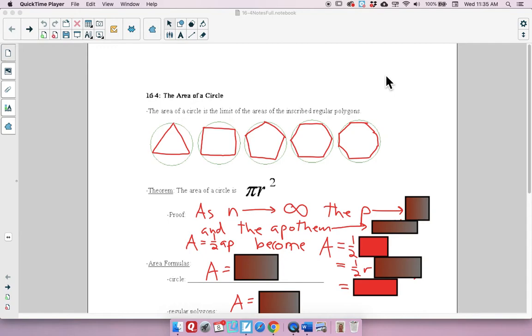Now have the pleasure of doing 16-4, the area of a circle. This may be one of my favorite lessons that we do all year, so I'm really excited about this. Hope you are too. Okay, so we're going to start similar to how we started 16-3.